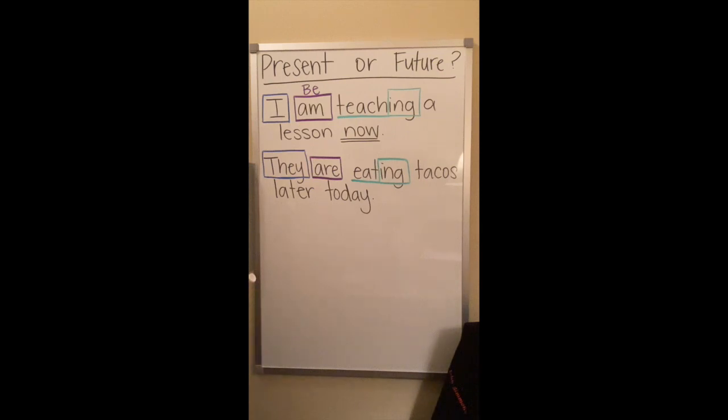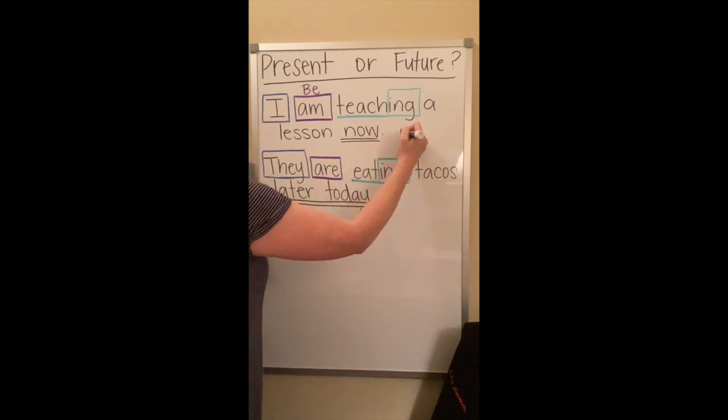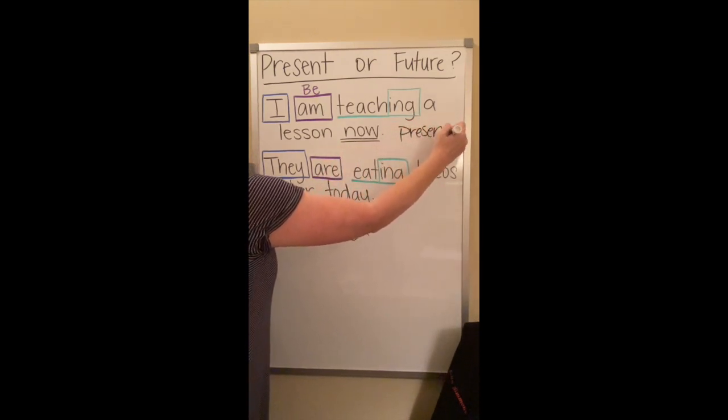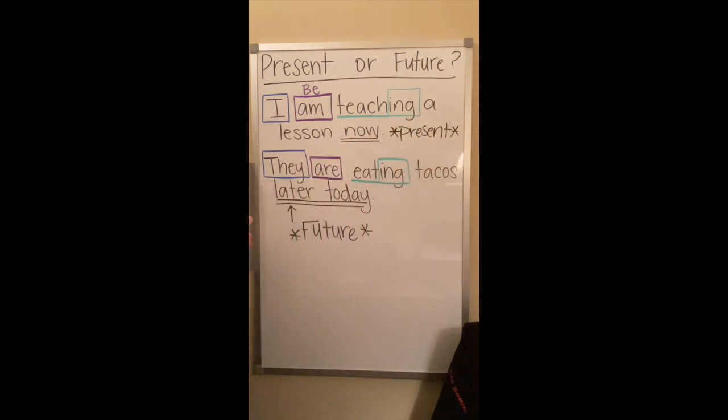There are some key words here. Here are your key words. Later today. That is not right now. That is not present continuous. This is future. This one is future. This is present. Okay? So, you're going to need to look at keywords when you see this form in order to know if the sentence is talking about the present or if it is talking about the future.